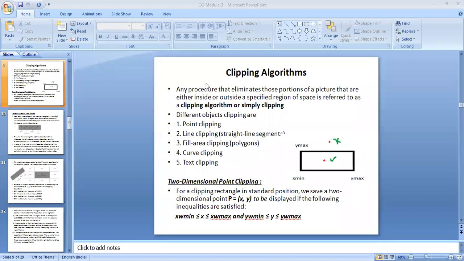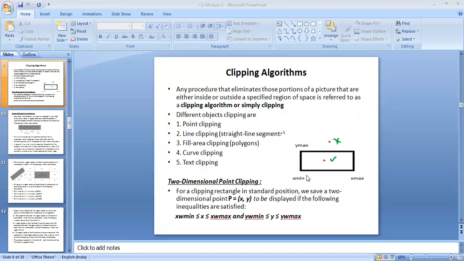So what is a clipping algorithm? It is any procedure that eliminates those portions of a picture that are not required, which may be inside or outside a specific region or space. This is my space. So I always consider that the object inside the space is required and the object outside the space is not required for me. Any part of the object that comes out of this particular window, I want to delete or clip.